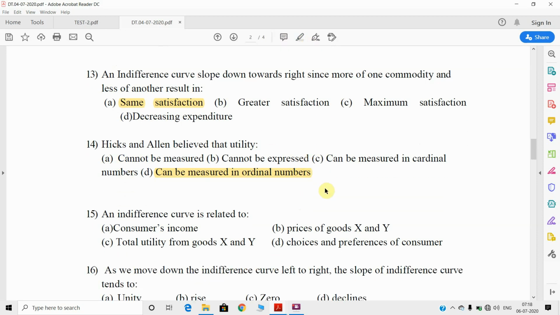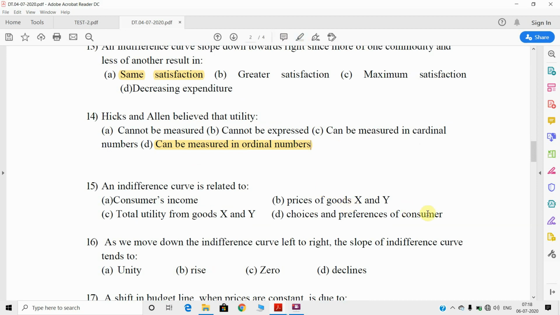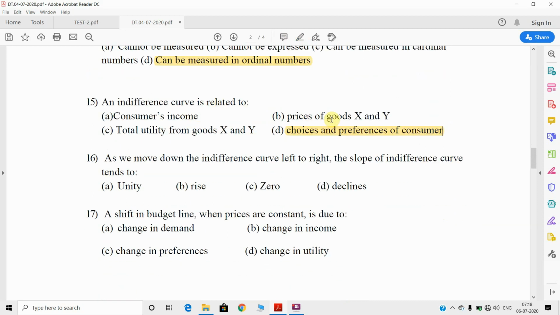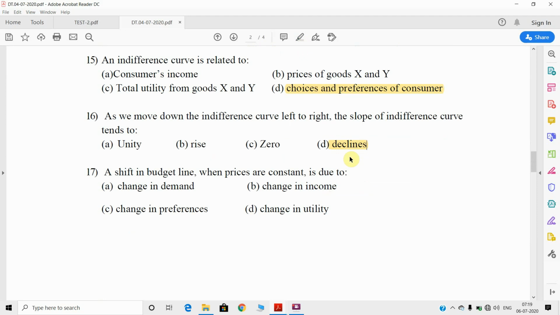Next, 15. An indifference curve is related to the choice or preference of the consumer, right. So the answer will be D. 16. As we move down the indifference curve from left to right, the slope of the indifference curve declines. Obviously it declines. Next, the shift in the budget line when the prices are constant is due to the change in income.